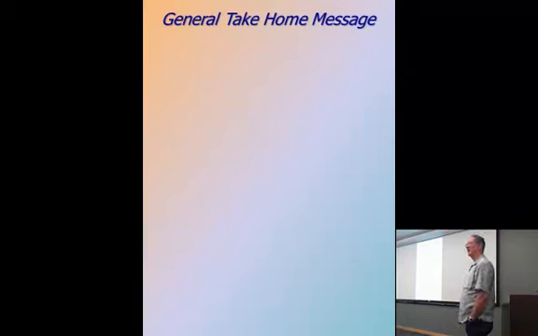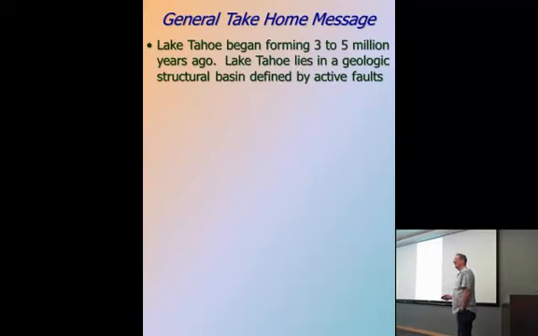All right, I like to start out with the conclusion first, and then that sort of gives you an idea of where we're going. And if this thing breaks, then we can all go home. Anyway, when you're thinking about this, if you're talking to the public and so forth, Lake Tahoe started forming about 3.5 million years ago. It lies in what we call a structural basin, geologically speaking. I won't get too much into what that really means, but it's defined by active faults. We'll talk about what faults are.